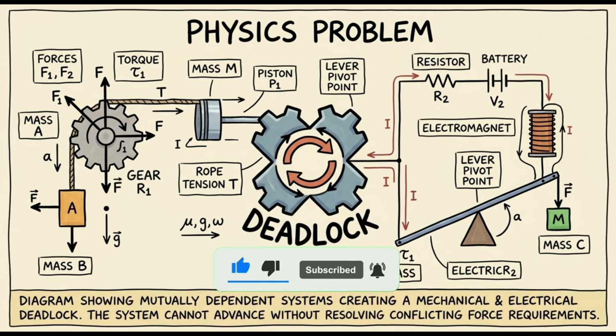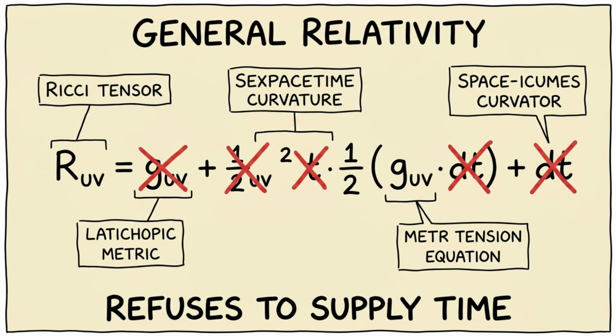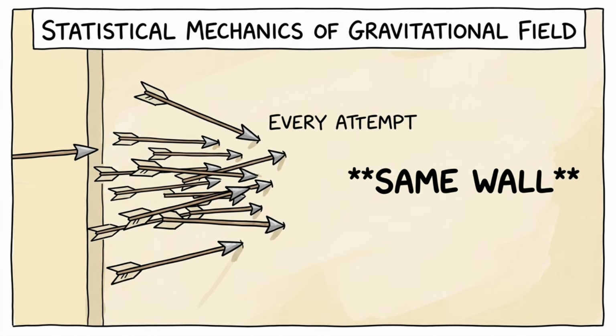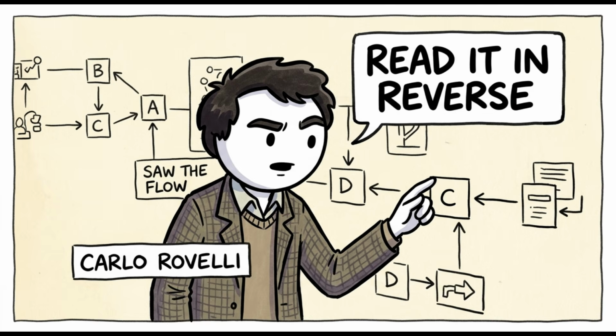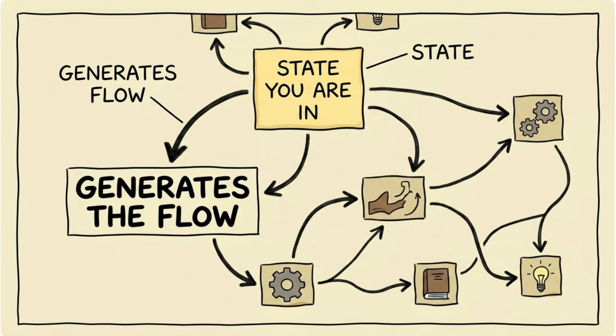The physics problem waiting for it was a deadlock. Statistical mechanics needs a Hamiltonian to define equilibrium, and a Hamiltonian requires a time variable. General relativity refuses to supply one. Every attempt to write down the statistical mechanics of a gravitational field ran into the same wall. Carlo Rovelli saw the flow and read it in reverse. Instead of using time to define equilibrium, use the equilibrium state to define time. The state you are in generates the flow.